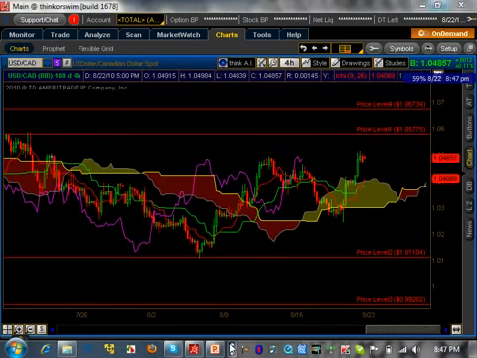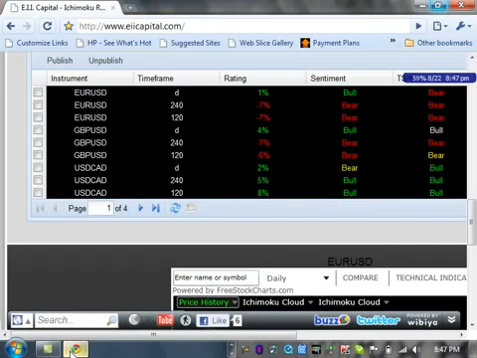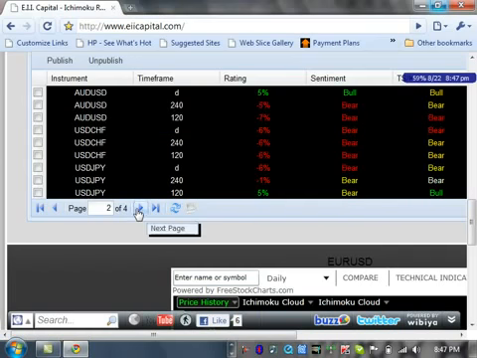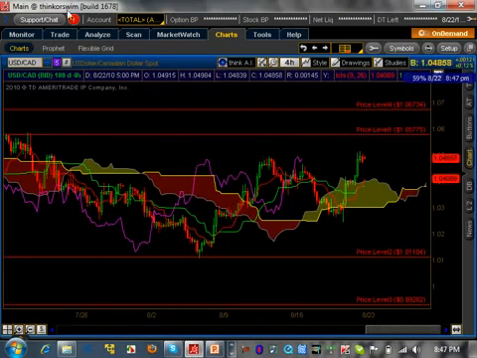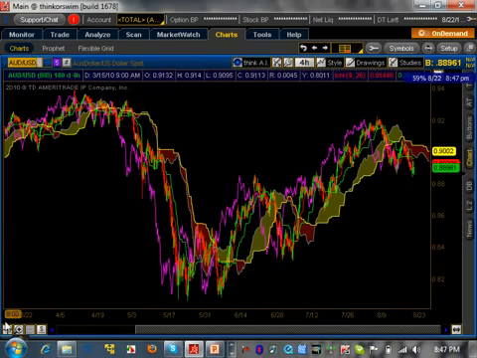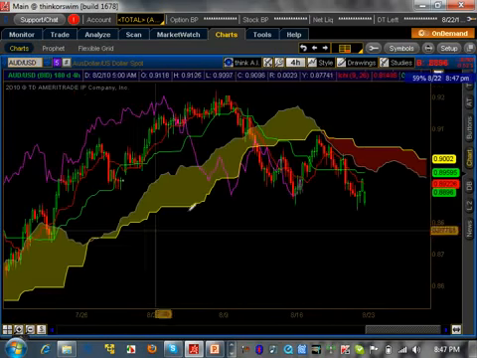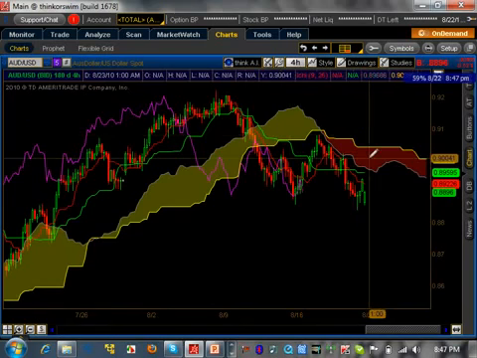Let's see what other currencies we're going to look at. We looked at the US CAD, now Australian USD. Let's go look at Australian USD. If you look at Australian USD, this is the 4 hour, so you can tell it's bearish.